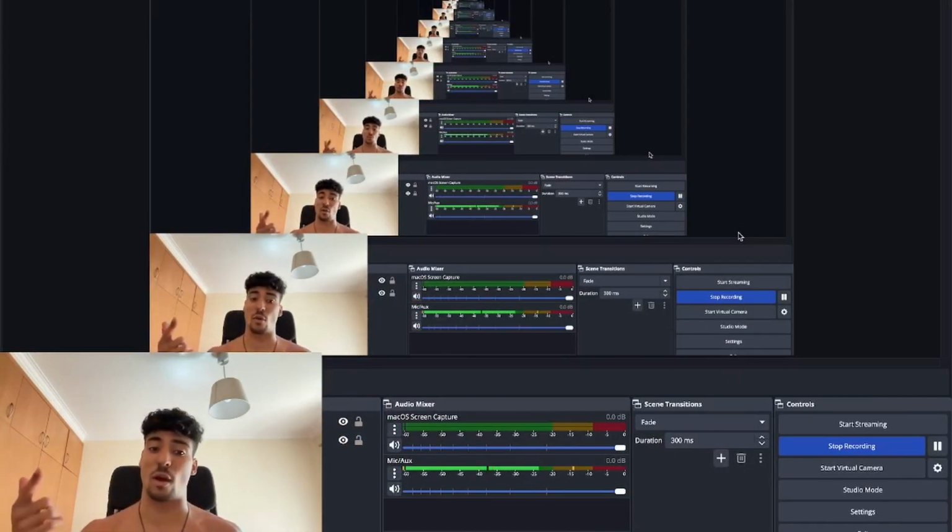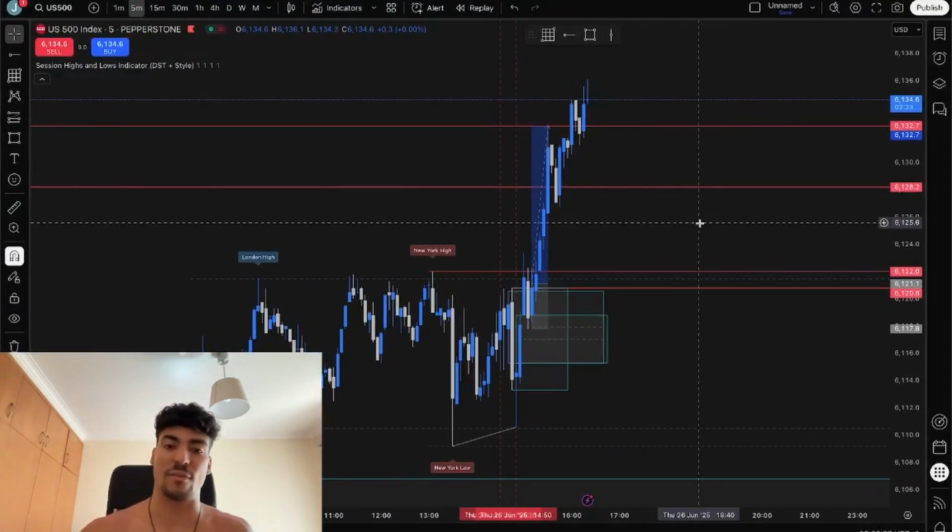Tomorrow I'll be traveling, so I'm probably not going to trade. But if I find a good setup, I'll probably trade on my phone. I'll see if I can find something great.